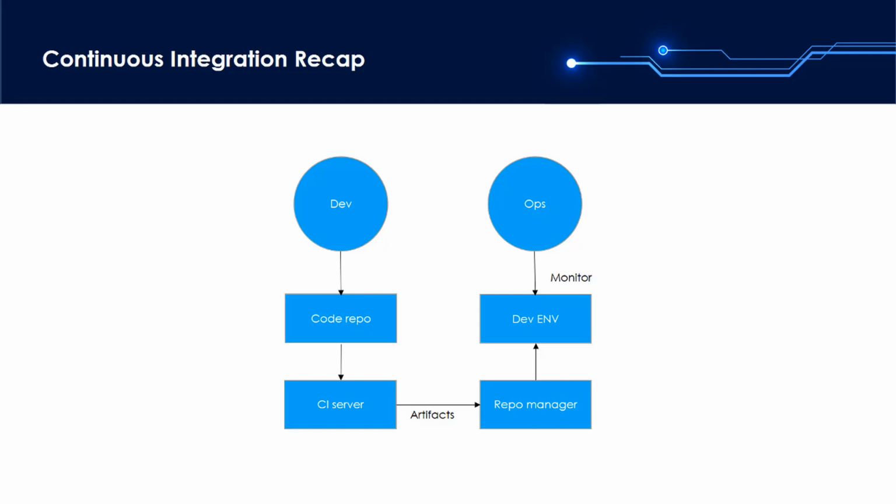The developers will commit the codes and code changes to the repository, from which the continuous integration server will begin building the codes, perform unit testing and static code analysis, and pass on the build artifacts for deployment.